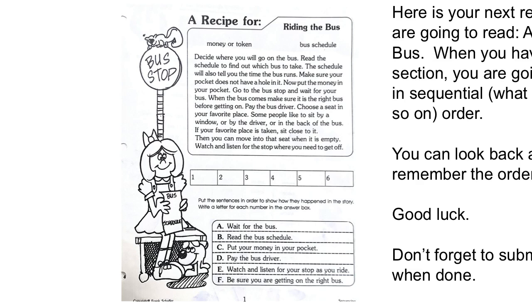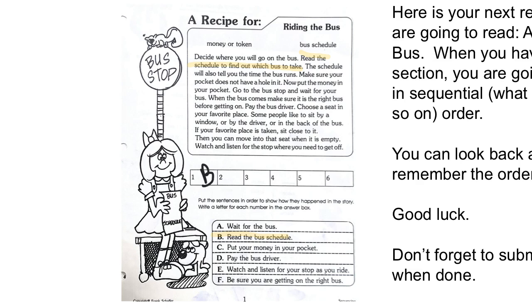That sentence is not summarized down here. It says, read the schedule to find out which bus to take. If I come back down, wait for the bus, read the bus schedule. So I look at this one and I see it right up here. And that is the first thing that came. So in box number 1, I'm going to put the letter B.